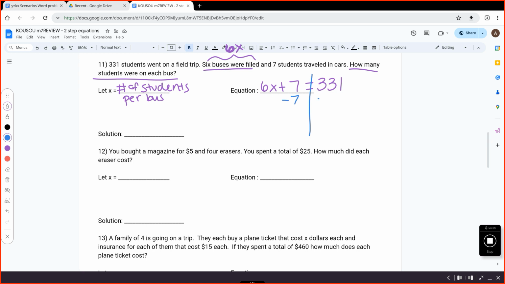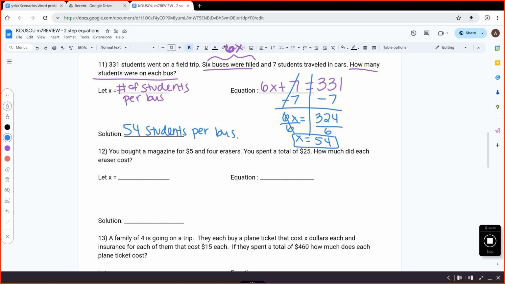So we're going to minus 7 on both sides, and we have 6x is equal to 331 minus 7, which is 324. Next, we are going to divide each side by 6 so that we get the value of 1x, which is 54. All right, so how many students were on each bus? 54 students per bus.